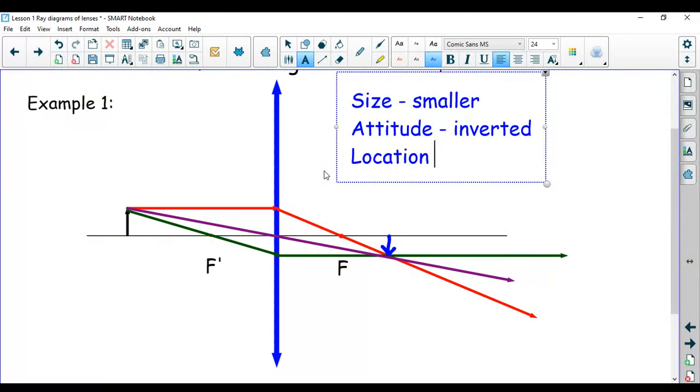Location. Remember, location is just talking about how far is this image to the lens compared to the original object. And you can see the image is a lot closer to the lens than the original object. So I'm just going to write closer, because it is closer.